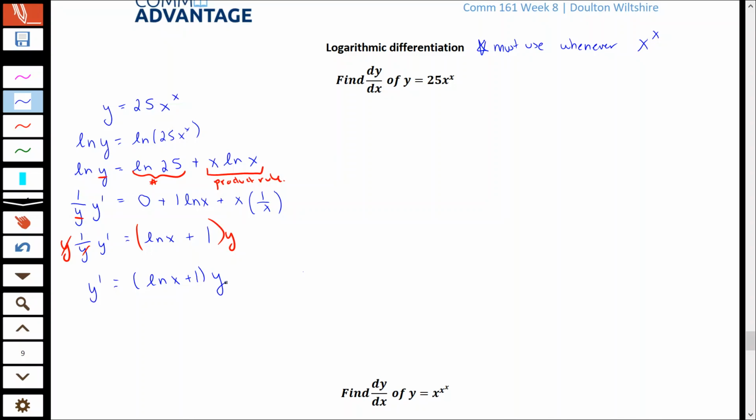Now, when it comes to logarithmic differentiation, we actually know what y equals. So we're going to put that back in for our final answer. We know that y was 25x to the x. So we can put that back in, and that becomes our final answer there.